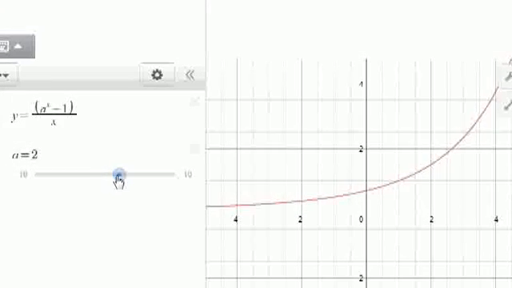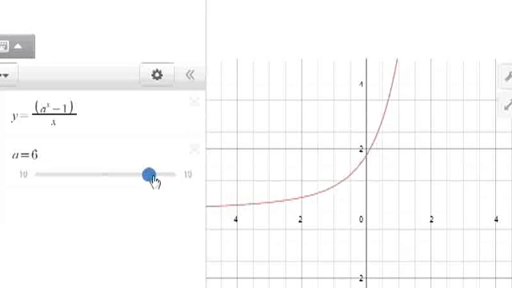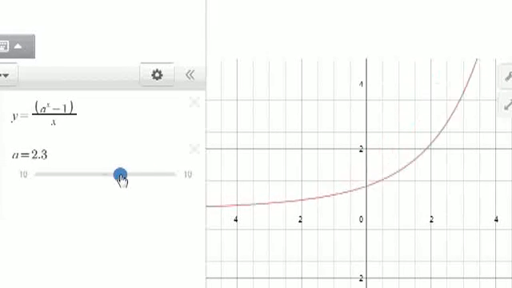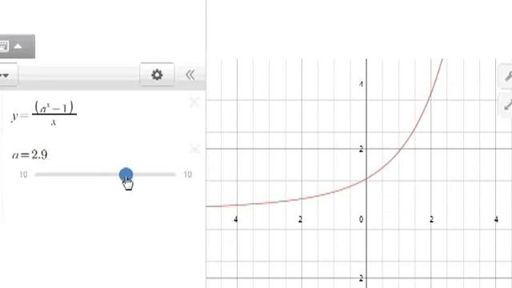You see, this is my A here. I can actually move the A here, and you can see as I move the A, it's changing the graph immediately. I don't know if you can see, but the graph here is moving about. Okay, let me set A to be 2.